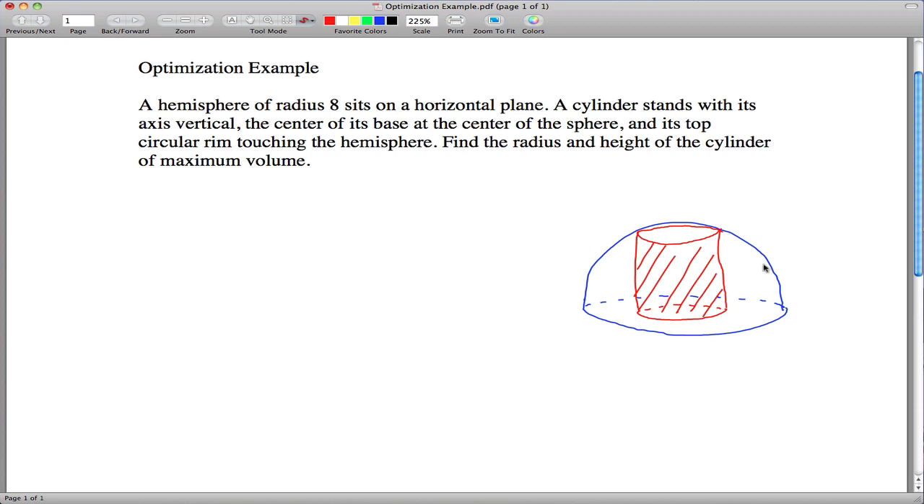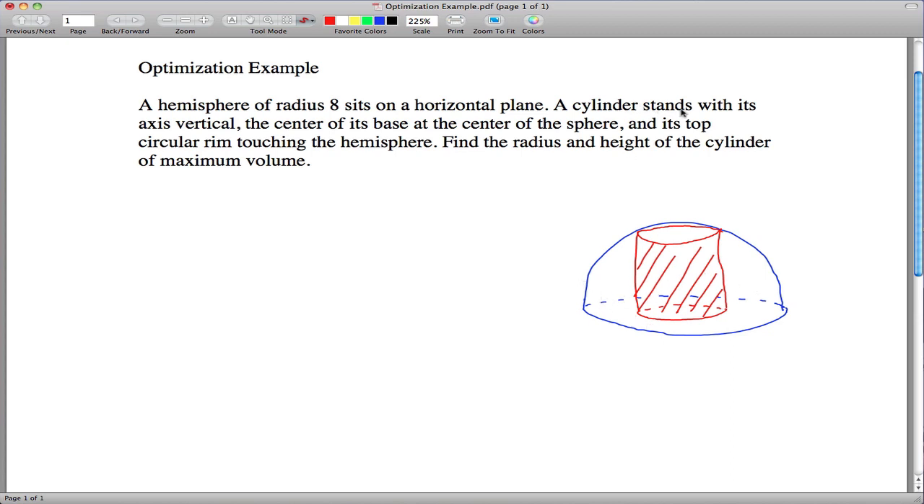So what I try to do is depict what's going on with the words with the picture over here. I'm not a great artist, but what I'm going for here is we have this hemisphere of radius 8 sitting on a horizontal plane. So that's this blue sphere, or half sphere maybe. You're picturing a basketball cut in half sitting on a table. So that's what I got in blue here.